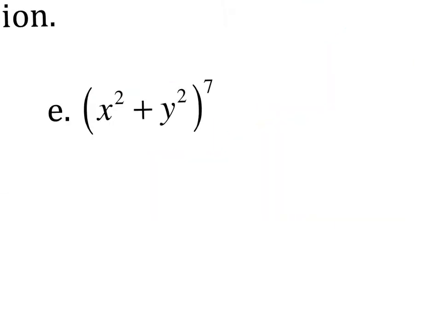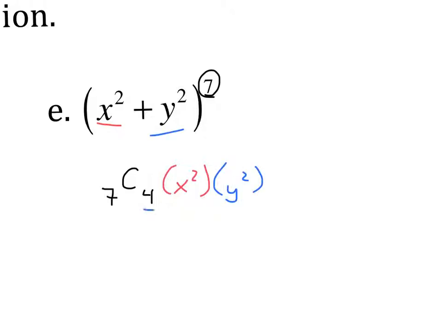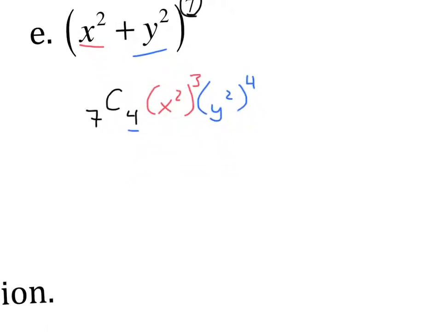All right, so I'm just going to start with the 7 here. 7C, and I'm going to the 5th term, so I drop that down by 1. My a term is x squared, and I don't know the exponent yet. My b term is y squared, and the exponent matches up with that 4. Therefore, 4 plus 3 is going to give me 7. So I put a 3 there. Now I've set it up.